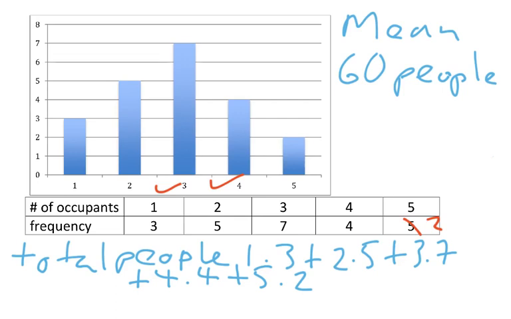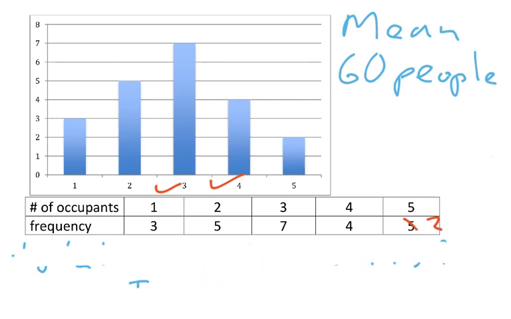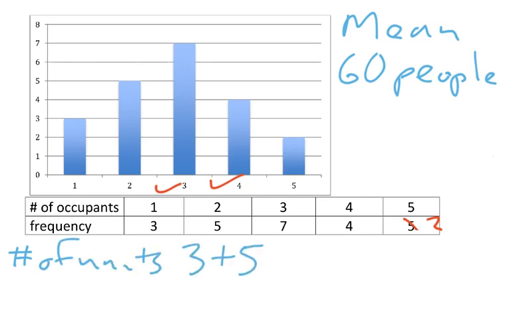We want to know the mean or average number of people per unit. So now we need to think about the number of units. The number of occupants was found by taking the data number times the frequency, data times frequency, all the way down. The total number of units, though, we would simply add up the frequencies. So the number of units is 3 plus 5 plus 7 plus 4 plus 2.